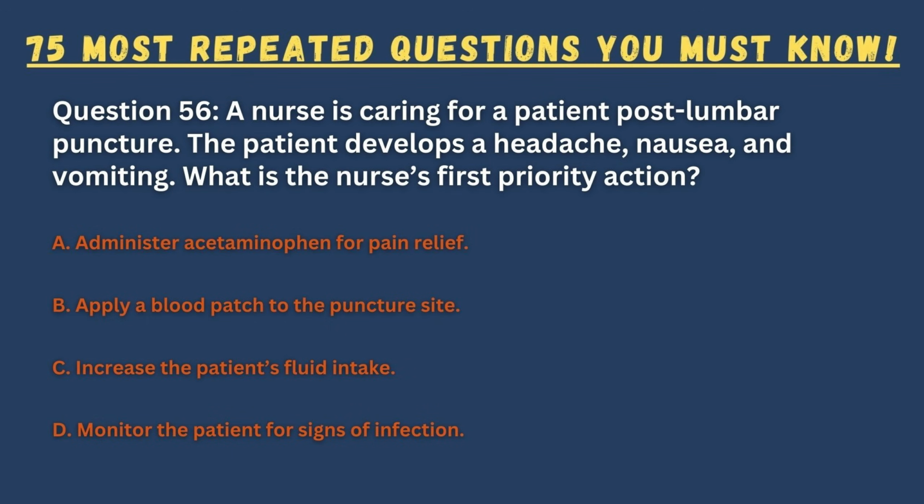Question 56. A nurse is caring for a patient post-lumbar puncture. The patient develops a headache, nausea, and vomiting. What is the nurse's first priority action? A. Administer acetaminophen for pain relief. B. Apply a blood patch to the puncture site. C. Increase the patient's fluid intake. D. Monitor the patient for signs of infection.